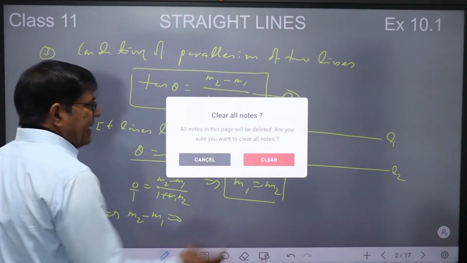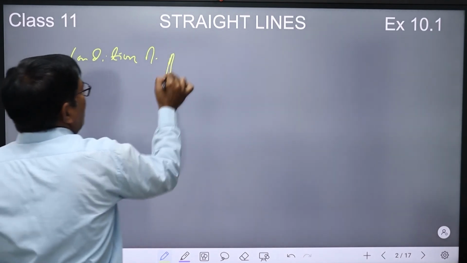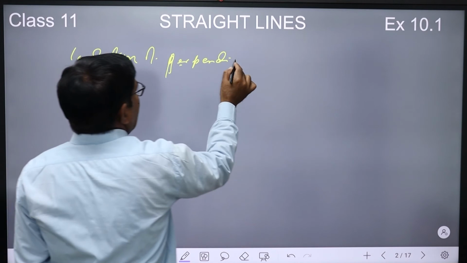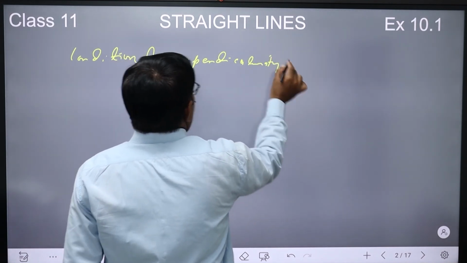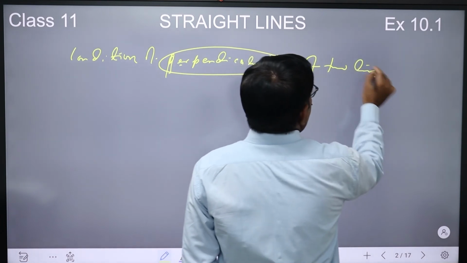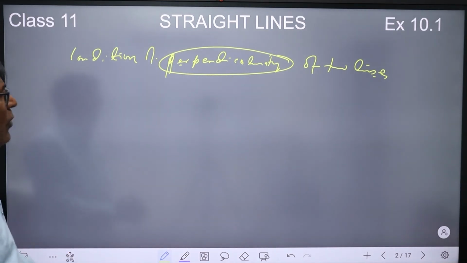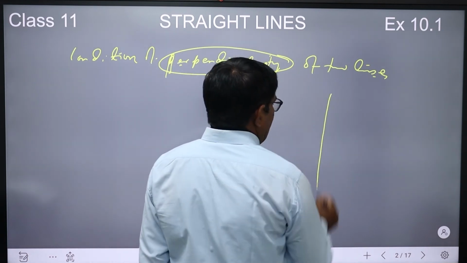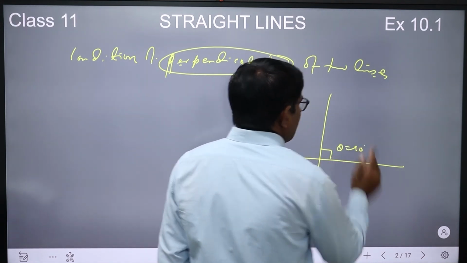Now next we will discuss the condition for the perpendicularity of two lines. So the second condition, perpendicularity of two lines. दो लाइंस अगर परपेंडिकुलर है, परपेंडिकुलरिटी ऑफ टू लाइंस. अगर दो लाइन एक दूसरे के परपेंडिकुलर है, let us suppose this is the first line and this one is the second line, then the angle between these two lines will be theta equal to 90 degrees.